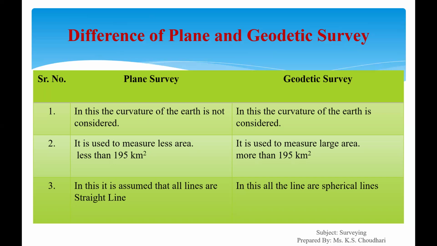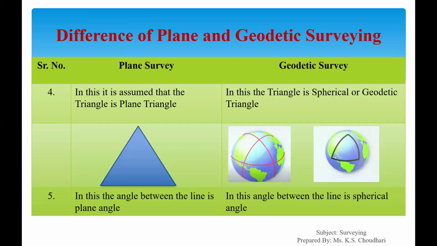In plane survey, all the lines are straight lines, and in geodetic survey, all the lines are spherical lines. In plane survey, the triangle is a plane triangle, and in geodetic survey, the triangle is a spherical or geodetic triangle. In plane survey, the angle between the lines is a plane angle, and in geodetic survey, the angle between the lines is a spherical angle.